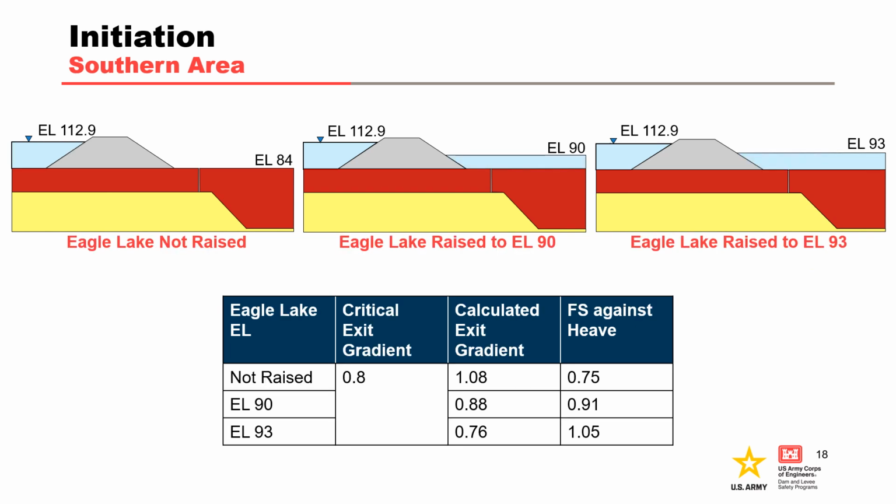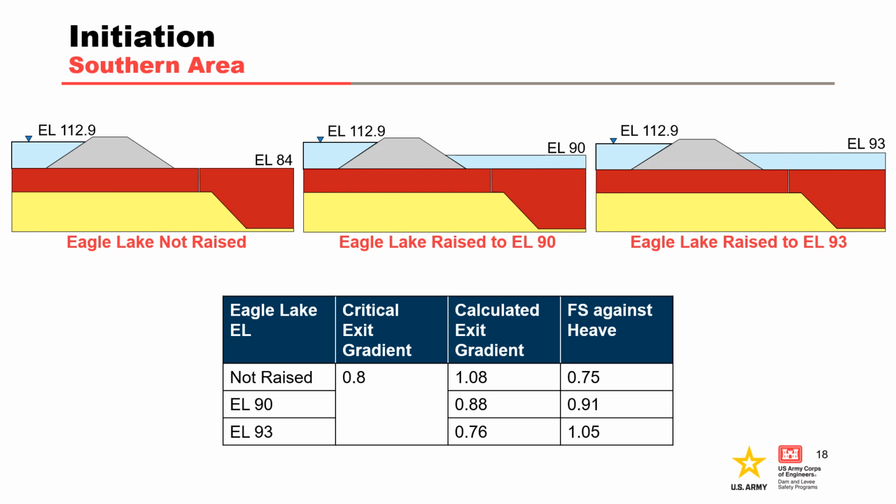A similar pre-flood analysis to determine the factor of safety against heave was performed by the Vicksburg district in the southern area. The ground surface in the southern area is slightly higher in elevation than in the northern area at 84 feet. Without raising Eagle Lake, the calculated seepage gradient of 1.08 results in a factor of safety against heave of 0.75, which is very similar to the results in the northern area.